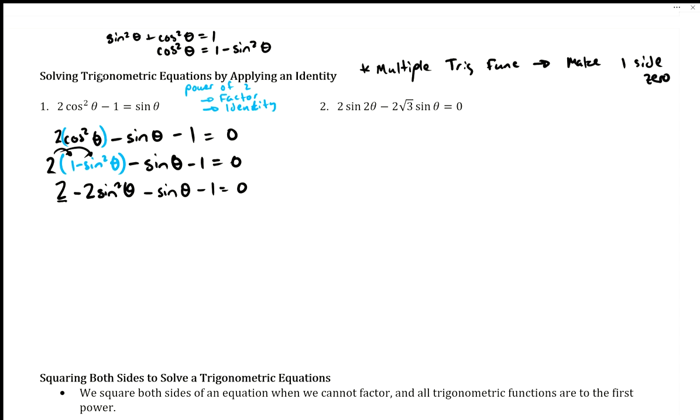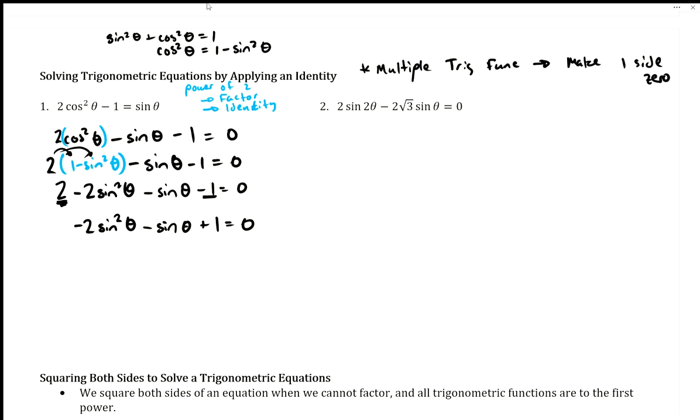And then we can see, oh, this 2 and that negative 1 would become a plus 1. And rearranging, or not rearranging, just keeping it in descending order, I would have negative 2 sine squared theta minus sine theta plus 1. Now it's in the form of those previous trigonometric equations that were in quadratic form. I have sine squared and sine, so now it should factor nicely.